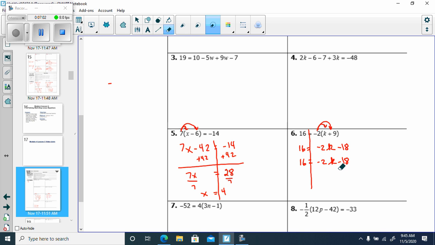What do I need to do? Add the 18 to both sides. If I add these together, let's see, I get, what, 34 is equal to negative 2k. Let's divide both sides by negative 2. K will give me negative 17. Okay?